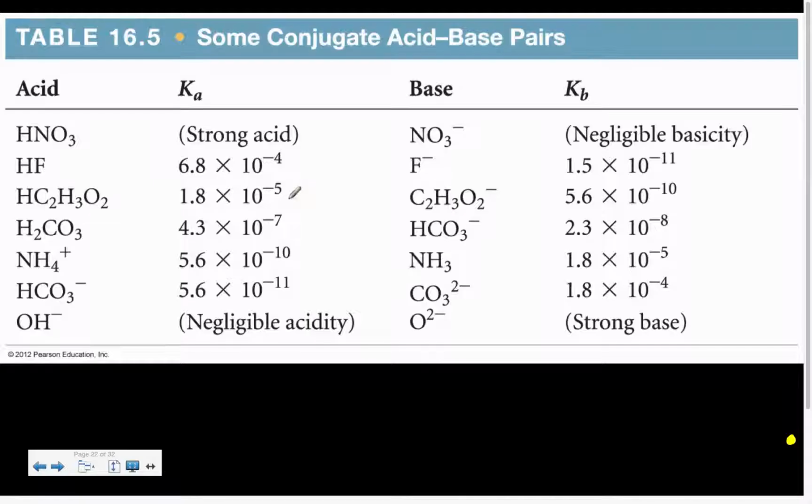Just to sort of emphasize the related nature of this, here if I have HF, which I know is a weak acid, 10 to the negative 4th-ish, then its conjugate base would have a Kb of 10 to the negative 11th-ish. Which means that HF would be about this strong of an acid. Fluoride would be about this basic. Likewise here, we have acetic acid versus the acetate ion, carbonic acid versus the bicarbonate ion, so forth and so on. Does that make sense?